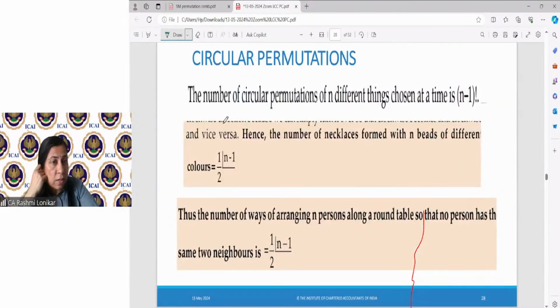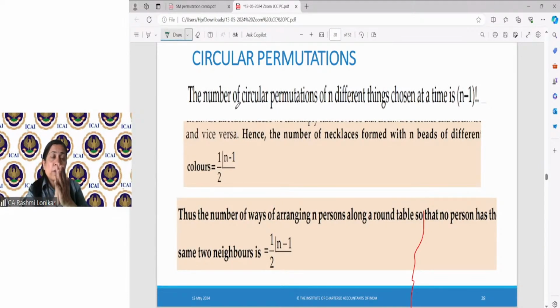Then coming to circular. Circular means what? Suppose people are sitting around a table. In a hotel there is a round table. People are sitting around it. So, excuse me, I'm very sorry about that. So, you may have circular permutation of two types. A, you may have circular permutation of beads. Okay, the necklace that people wear around the neck, with beads. So a necklace of beads. So that is one example of circular permutation. People sitting around a table is a form of circular permutation. The number of circular permutation of n different things chosen at a time is n minus 1 factorial.